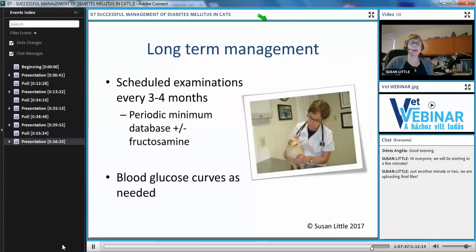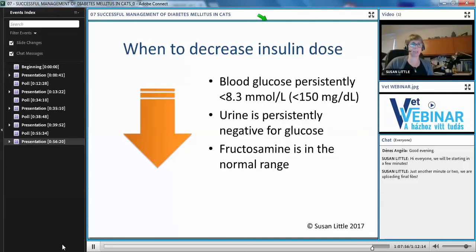Again, we would do blood glucose curves only in certain circumstances when the patient isn't stable or we've had to change an insulin dose. We would start looking at decreasing the insulin dose if we have a blood glucose that's persistently below about 8.3. If the owner is testing urine for glucose levels, typically a diabetic cat, even a well-managed cat, has some positive urine glucose readings and some negative ones. They never stay negative.